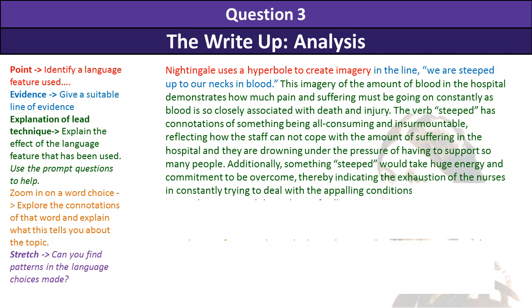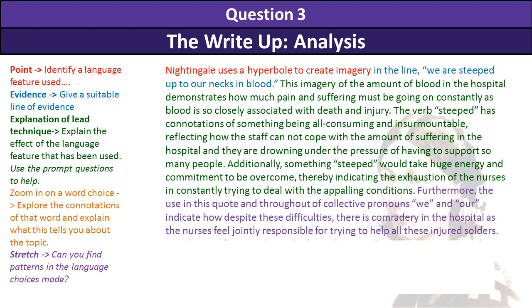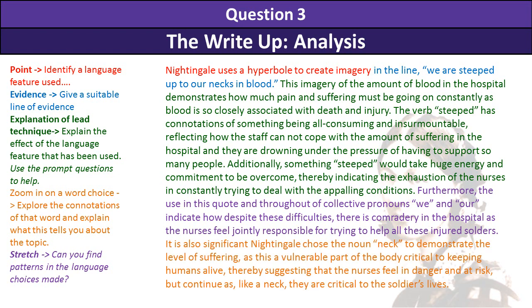Then, I would now zoom, but I'm going to be a little bit more sophisticated than that. And I'm now going to do my stretch, because there is a clear pattern here for me. The writer here has used 'we' and 'are' to indicate how despite the difficulties there's a camaraderie in the hospital, but they do that in this quote and across the text. So I'm going to make the point to the examiner that I'm looking not at language in isolation, but looking at language across the text. Then I'm going to round off my answer with a nice zoom, where I zoom in on an additional language choice and then look at the connotations.